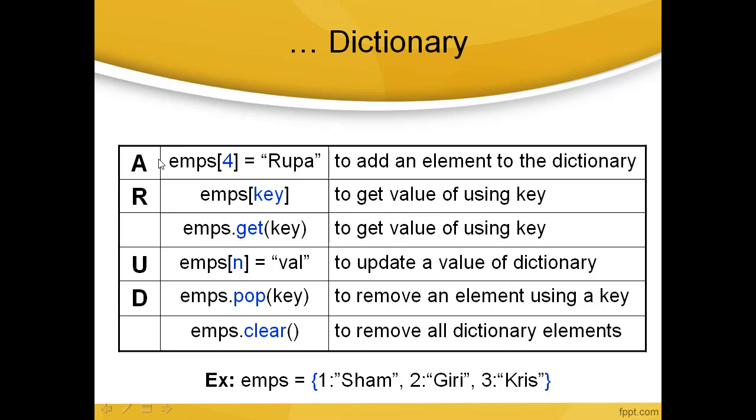Then, to append any new employee, you can use an index, whereas to retrieve any value you have to use the key, or you can use the get method. To update any value, you can use the index and pass the value for it. Pop and clear are used to delete values from the dictionary. So let's see them practically.